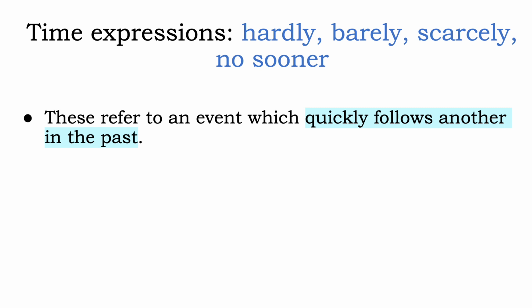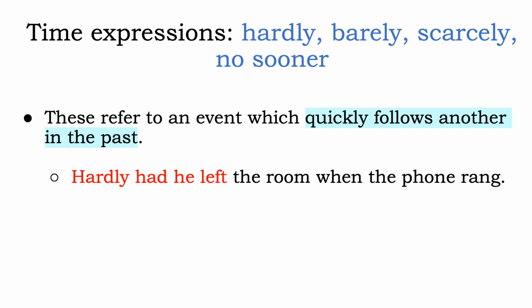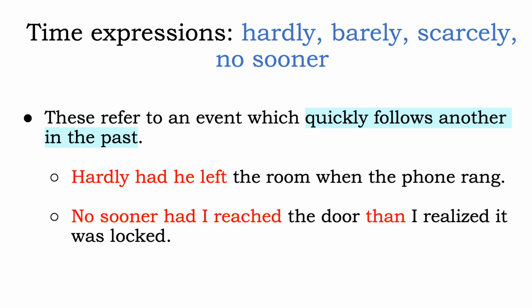We can also use it with other time expressions such as hardly, barely, scarcely, and no sooner. These expressions are usually used to refer to an event which quickly follows another in the past. For example, we can say something like, hardly had he left the room when the phone rang. So this is a quick succession of events. No sooner had I reached the door than I realized it was locked. If you look at the second one, we're using no sooner had I reached than I realized. That's also important to understand. Here the inversion happens, hardly had he left, instead of just saying after he left, for example. And in the second case, the expression no sooner goes with than.